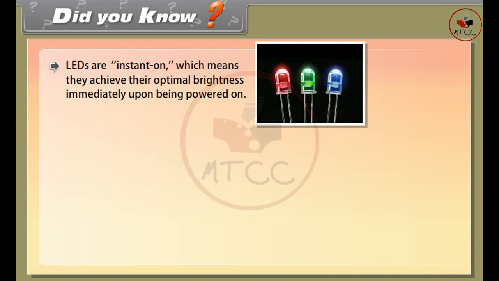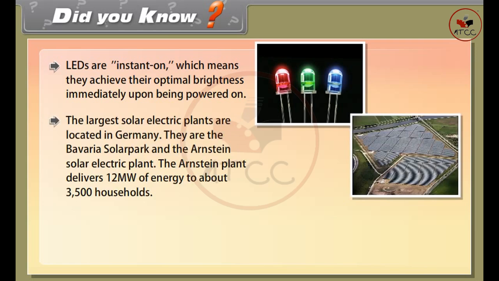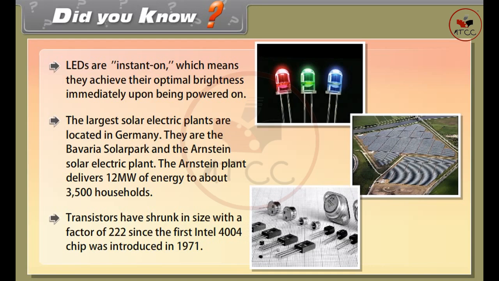Did you know? LEDs are instant on, which means they achieve their optimal brightness immediately upon being powered on. The largest solar electric plants are located in Germany. They are the Bavaria Solar Park and the Arnstein Solar Electric Plant. The Arnstein plant delivers 12 megawatt of energy to about 3,500 households. Transistors have shrunk in size by a factor of 222 since the first Intel 4004 chip was introduced in 1971.